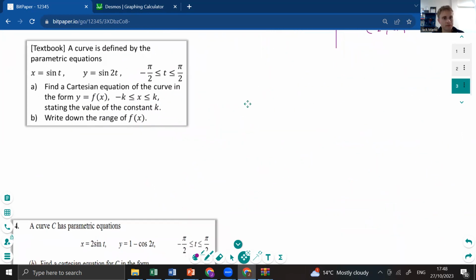Let's have a go at another one. So this one, we're going to use a different rule to help us out. So a curve is defined by equations as follows. So what you need to notice here is that one of them says t and the other one says 2t, and that's not good. So that's not going to help us. So the sine 2t one is going to be the one to start with.